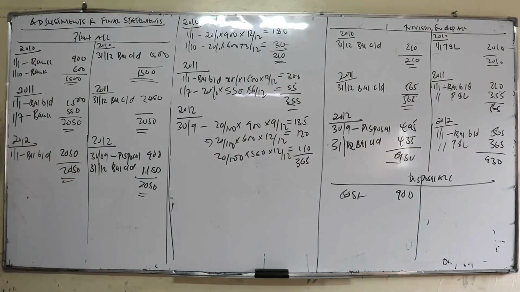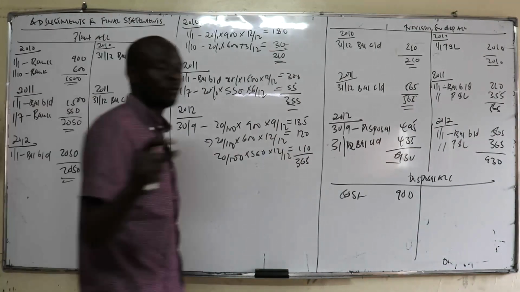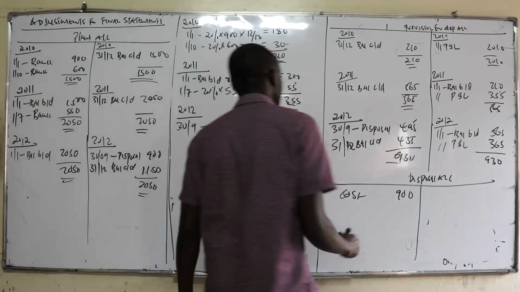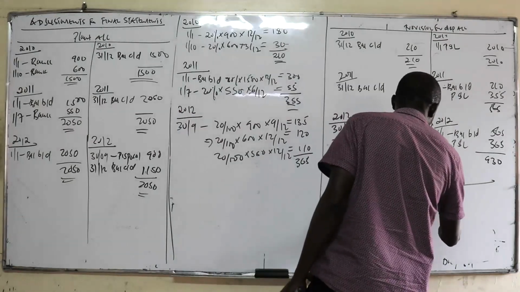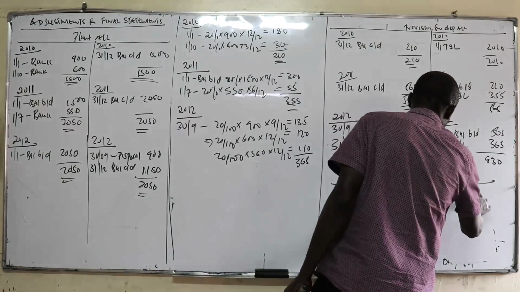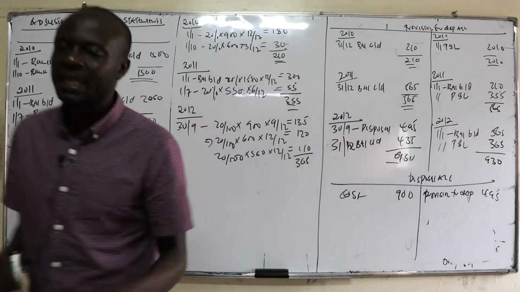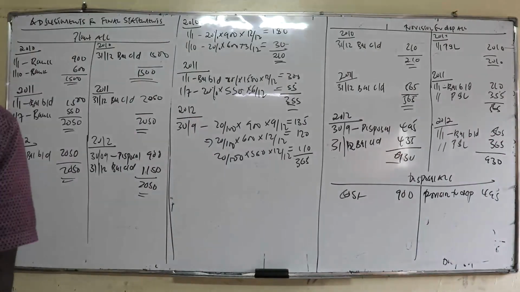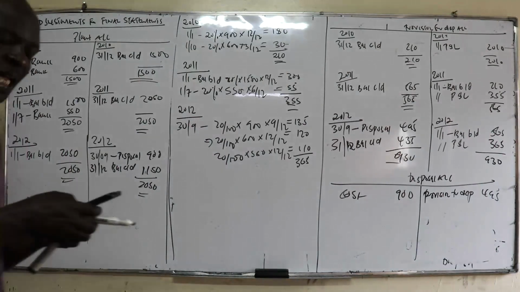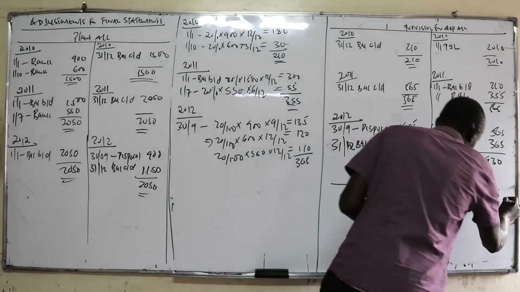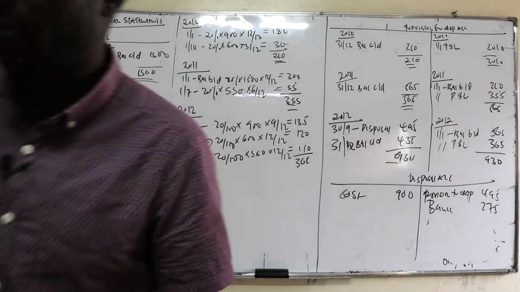And then with the accumulated depreciation on the asset that you're disposing of, you're going to debit provision for depreciation and credit disposal. So you're going to write here provision for depreciation, 495. And then with the amount of money that was received for the sale, 275, you're going to debit bank and credit disposal. So you're going to write here bank, 275. Are we together? Yes.